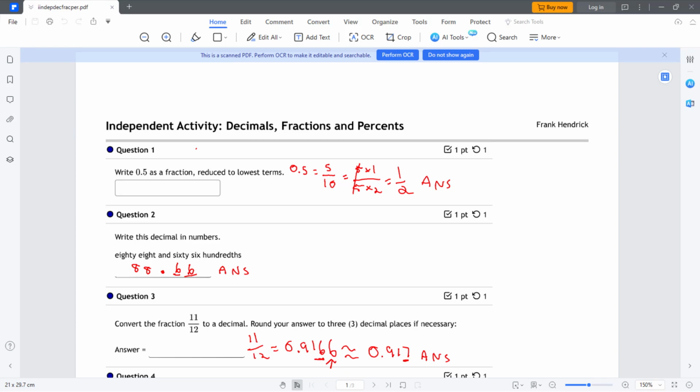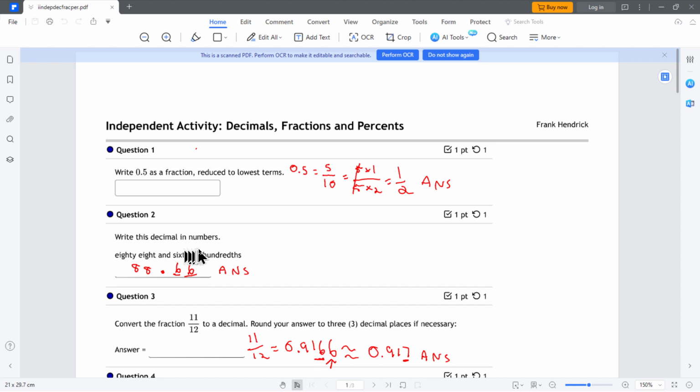This is independent activity, decimals, fractions, and percents. In this first problem, they're asking us to write 0.5 as a fraction. So I'll write it out as 5/10. And I cancel out the common factors, and I end up with 1/2 for my answer.